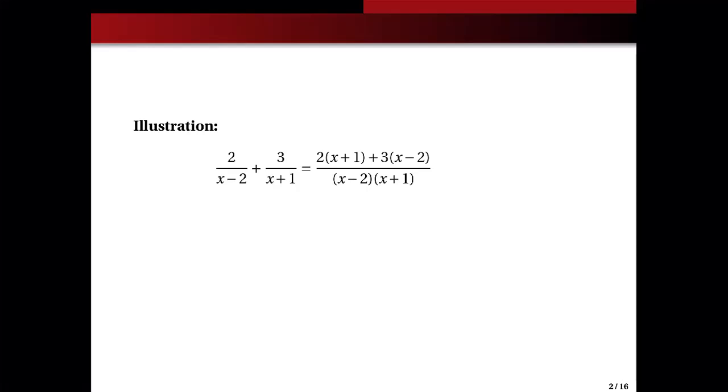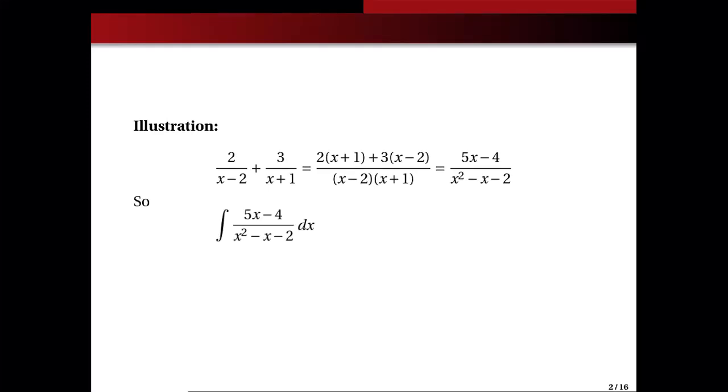Suppose we combine them into a single rational expression, we will have this, or it can be simplified into the following. Especially the numerator, you can simplify it as 5x minus 4, and then on the denominator, you multiply it. Now, if I ask you to integrate this expression as it is, it's not easily integrable.